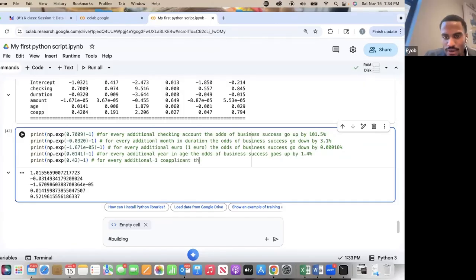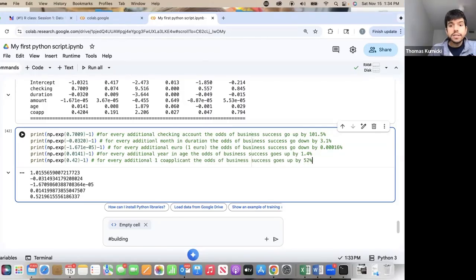Good. The odds of business success goes up by 52%. Love it. Huge impact, you might say, right? Huge impact. Yeah. Which of these two variables have the biggest impact? Apparently, the checking account and the co-app. The co-app has a huge impact. If I take my dad or my mom, if I'm young, take my dad and my mom and apply for a credit card together, I'm a good client because I'm taking my mom's or my dad's credit history, right?